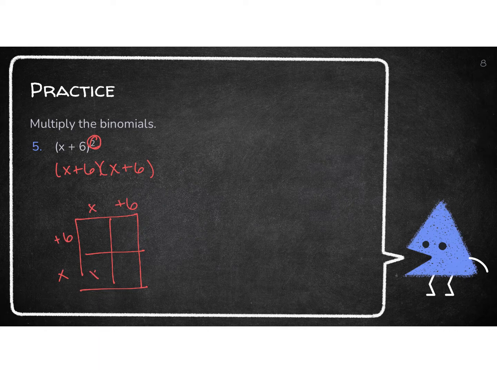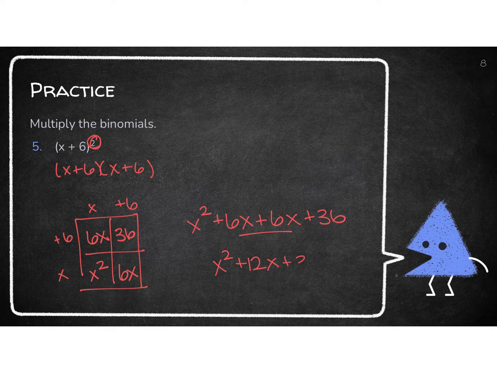So x times x is going to give me x squared. 6 times x is going to give me 6x. 6 times x is again 6x. 6 times 6 is 36. So I have x squared plus 6x plus 6x plus 36. Combine your like terms, so I have x squared plus 12x plus 36.